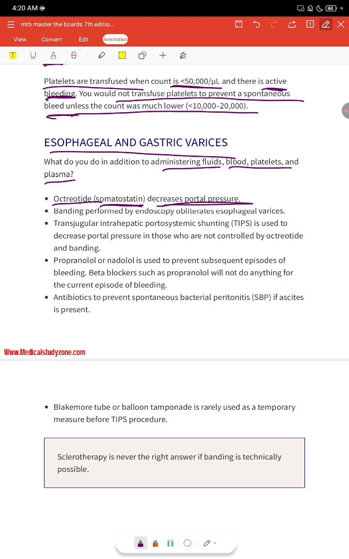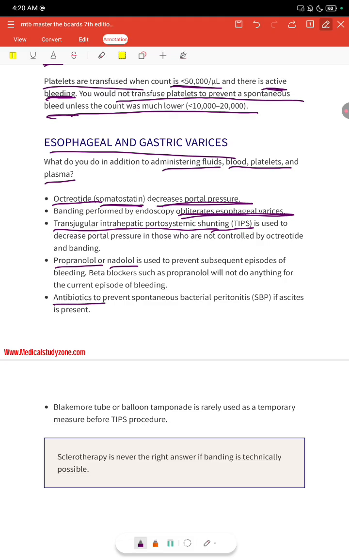Banding performed by endoscopy obliterates esophageal varices. Transjugular intrahepatic portosystemic shunting, TIPS, is used to decrease portal pressure in those who are not controlled by octreotide and banding. Propranolol and nadolol are used to prevent subsequent episodes of bleeding. Beta blockers such as propranolol will not do anything for the current episode of bleeding. It's just used for the prevention of subsequent episodes.